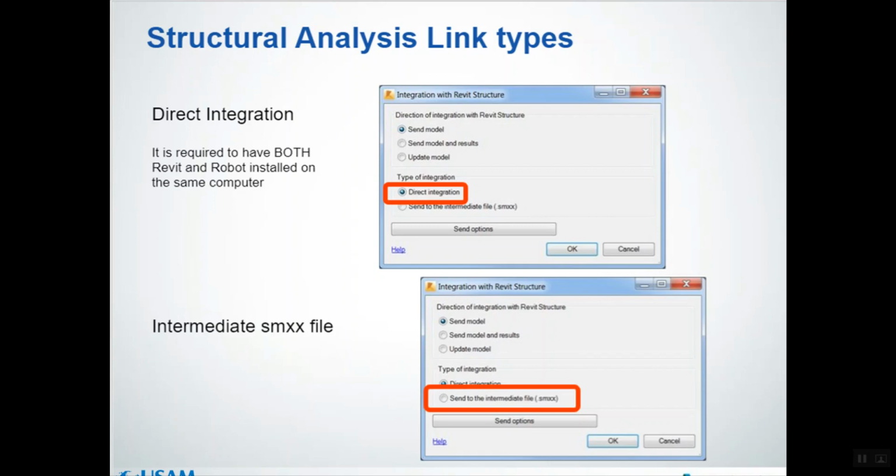If you are not having Robot Structure Analysis, it's not a problem. You can save the format as SMXX and you can take the file to your designer's system, and he can open it in Robot by using Robot Structure Analysis. He can open this .smxx file.